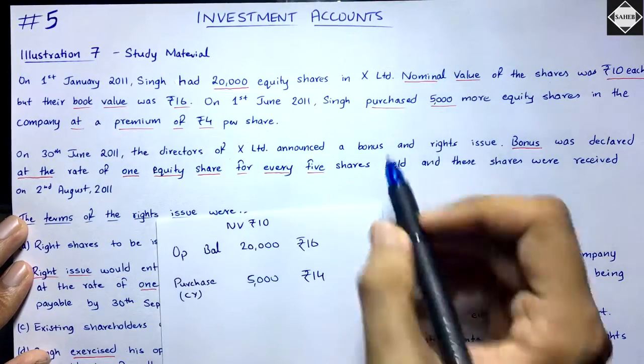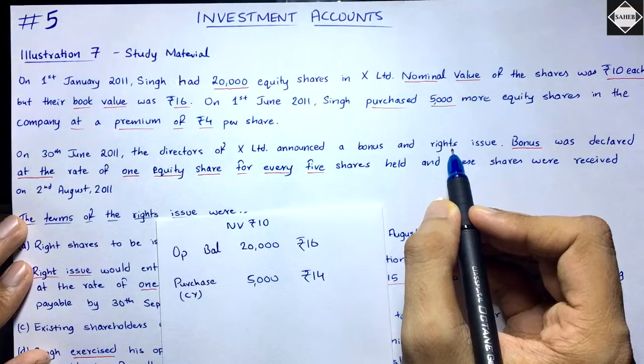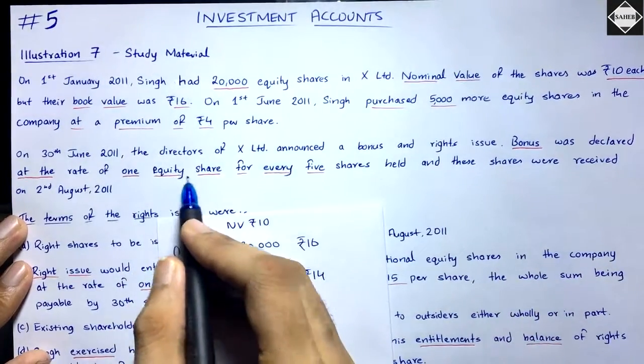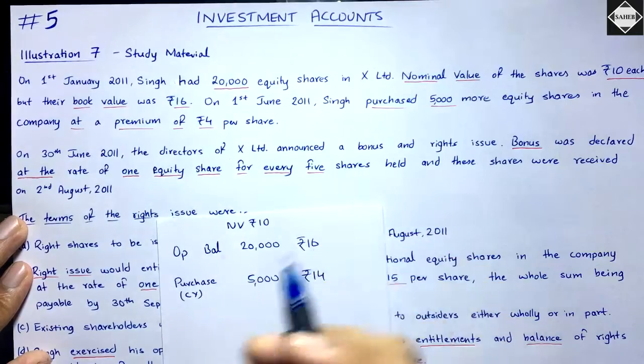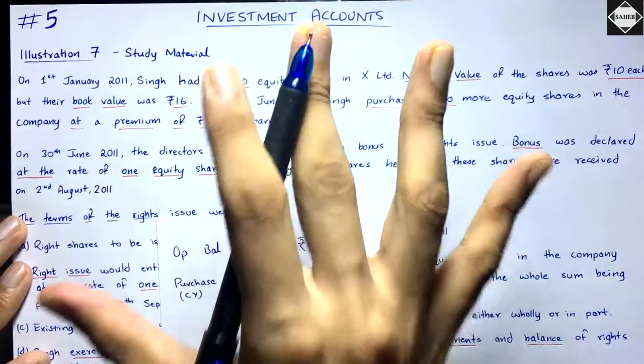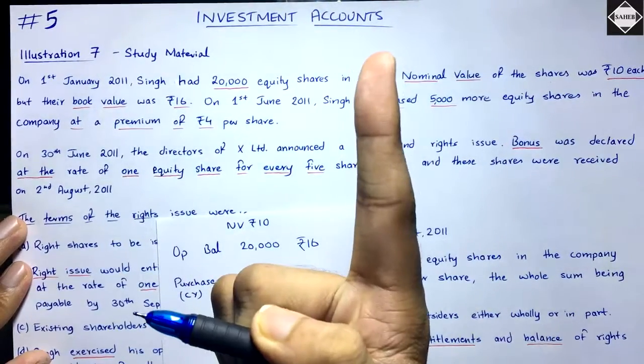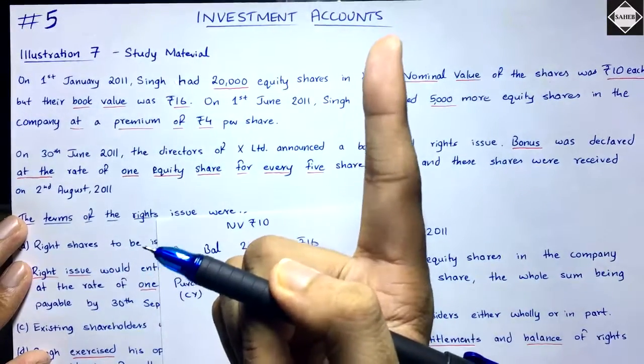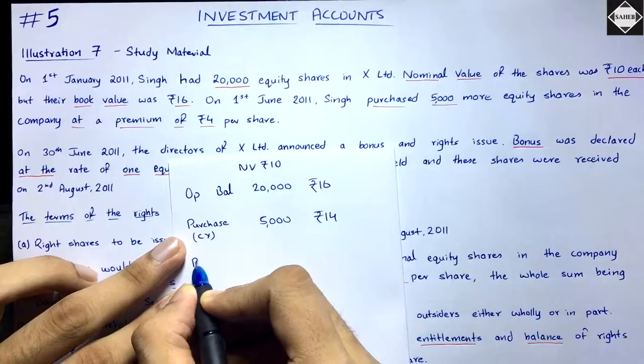The company is going for a bonus and rights issue. So the bonus is happening first. See here, bonus was declared at the rate of 1 equity share for every 5 shares. If you have 5 shares, the company is giving you 1 equity share for free, right? So bonus issue is happening.